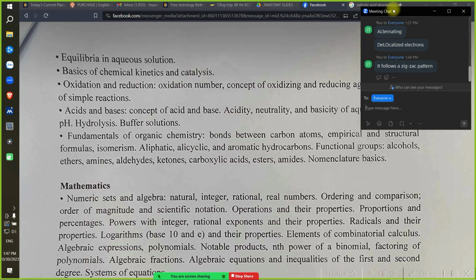And alcohols are divided into levels. How many levels of alcohol are there? There are primary, secondary and tertiary alcohols. Level 1, level 2, level 3.